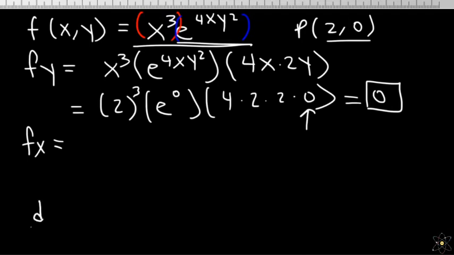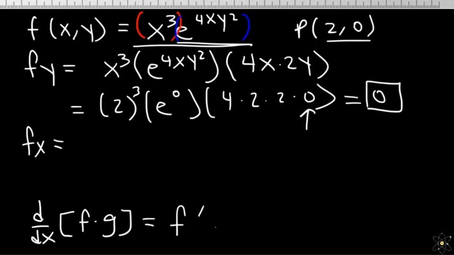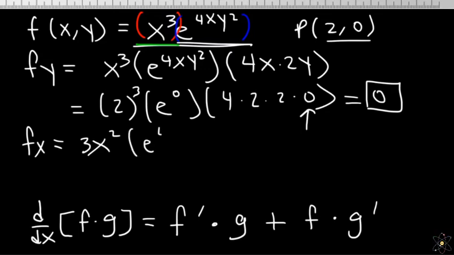So let's review the product rule. Let's say if we have two functions, f times g. You need to differentiate the first function, so you're going to get f prime times the original of the second plus the original of the first times the derivative of the second. So that's how we're going to use the product rule. So first, let's differentiate the first part, x cubed, which is 3x squared, and then we're going to rewrite the second part. We're not going to change it.